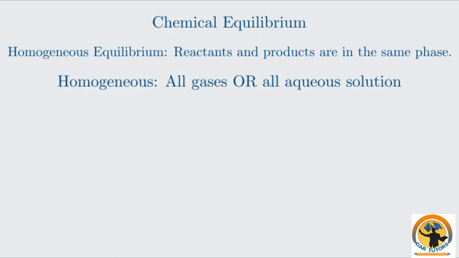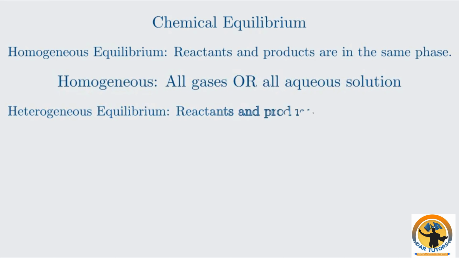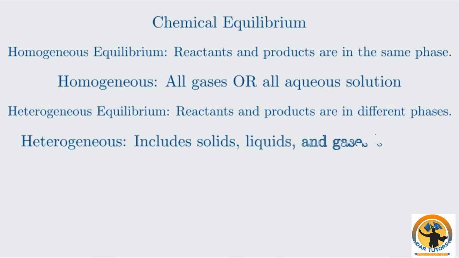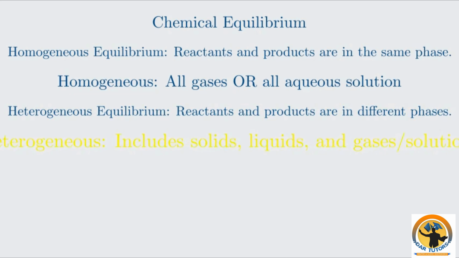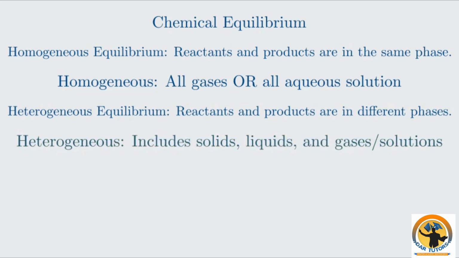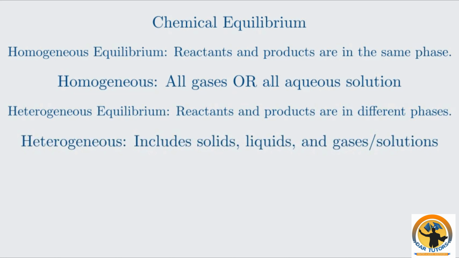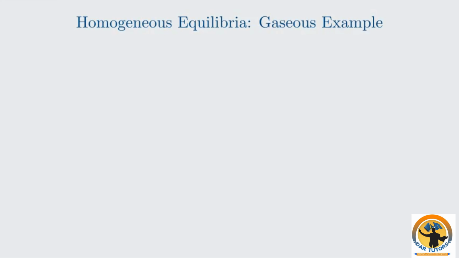Conversely, we have heterogeneous equilibrium. In this type of equilibrium, some or all of the reactants and products are in different phases. A common example is a solid in equilibrium with a gas or an aqueous solution, like a solid dissolving in water. Making this distinction is the first step in correctly formulating an equilibrium expression, as the rules are slightly different for each. Let's begin with homogeneous equilibria.